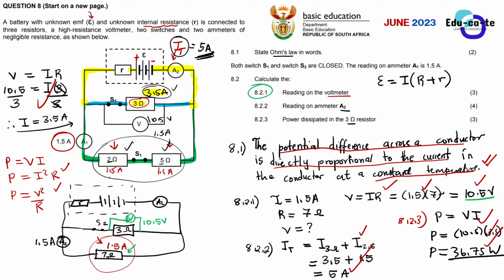It's a fixed value. But the difference is that when S1 was closed and S2 was closed, when both of them were closed, the total current was not the one that we now have. It was 5 amperes. So at first, in the first scenario, when switch S1 was closed, the total current was 5 amperes. And the total external resistance was combining all these resistors.